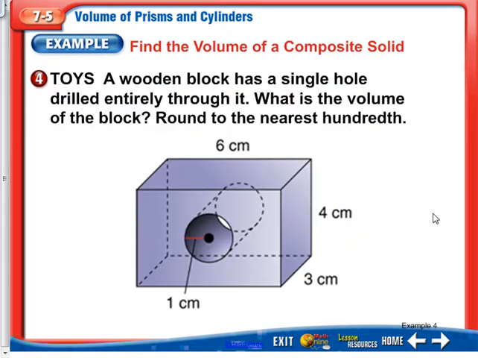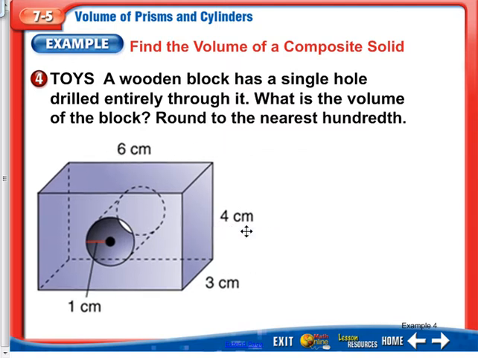All right, now it says a wooden block has a single hole drilled entirely through it. What is the volume of the block? So obviously, this hole isn't going to be included in our volume. So I'm just going to move this over a little bit. What I need to do is find the volume of the prism. So the total volume is going to be my volume of the prism minus the volume of the cylinder that's missing. So first I need to find the volume of the prism.